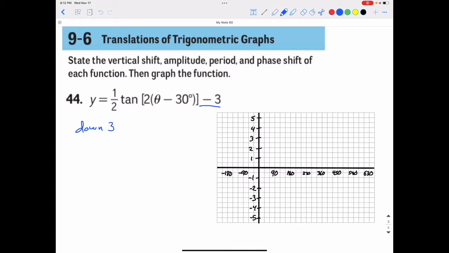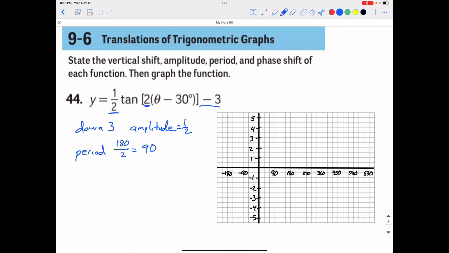And let's see, the amplitude is the next thing it's asking for. The amplitude is 1/2, for that 1/2 right there. The period, since it is a tangent function, is going to be 180 divided by the b value. The b value is right here. It's that 2 right there. So 180 divided by 2 gives us a period of 90.